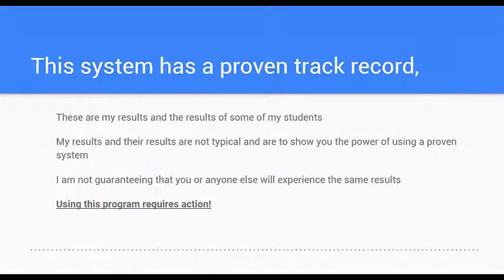So these are my results and the results of some of my students. And my results and their results are not typical. And again, they're to show you the power of using a proven system like this. And I'm not guaranteeing that you or anyone else will experience the same results, because using this program requires action. You would have to take action. You would have to make a decision. You either learn how to do it on your own, or you use a trade copier service similar to mine and allow me to trade for you.